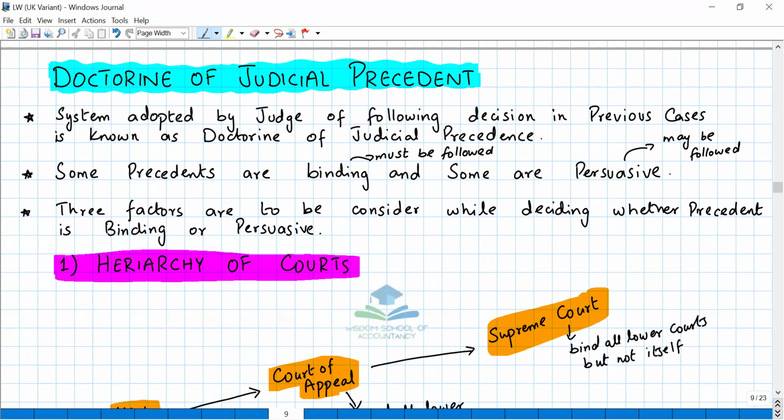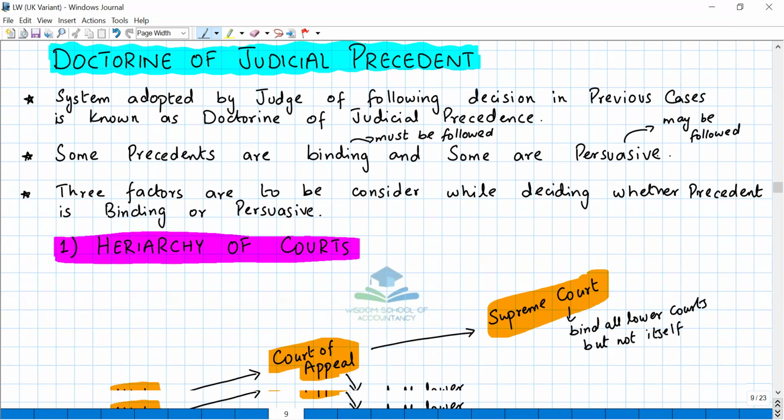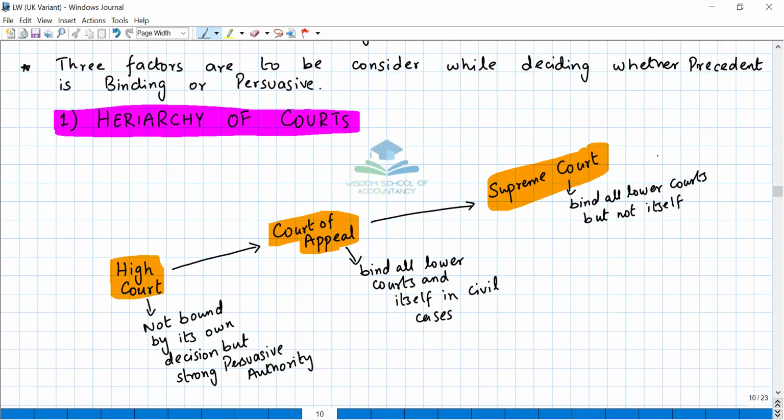Now, how can we identify whether the precedent is binding or persuasive? There are three factors you need to consider. The first one is the hierarchy of courts. You will see which court had given that decision. You will see which court's judge has made the decision. Now, if the Supreme Court judge has made any decision, it binds all lower courts but not itself. What does this mean? The decision made by the judge of the Supreme Court is binding on all of the judges of the lower courts, but not on the judges of the Supreme Court.